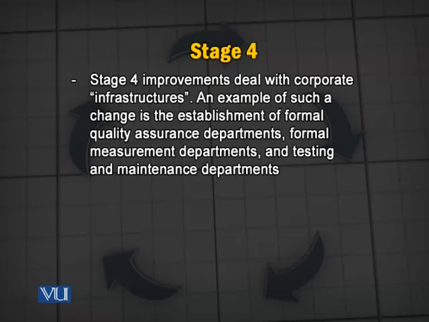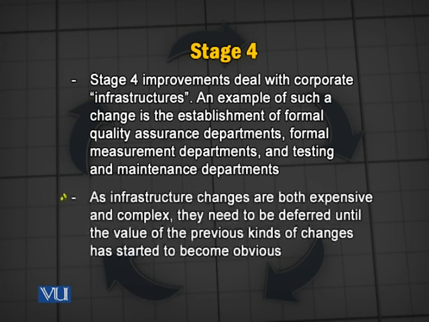Then on stage 4, improvements deal with corporate infrastructures. An example of such a change is the establishment of formal quality assurance departments, formal measurement departments, and testing and maintenance departments. So the scope, you can see, has significantly increased at stage 4. Obviously, infrastructure changes are going to be both expensive and complex. They need to be deferred until the value of the previous kinds of changes have started to become obvious. That is, you don't need to rush to stage 4, where your focus is on infrastructure and specialization right away.